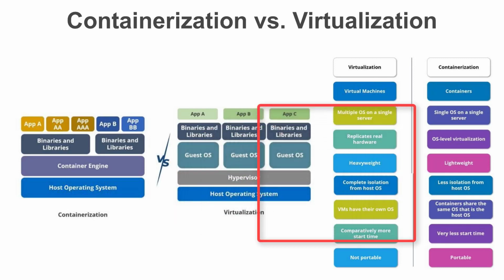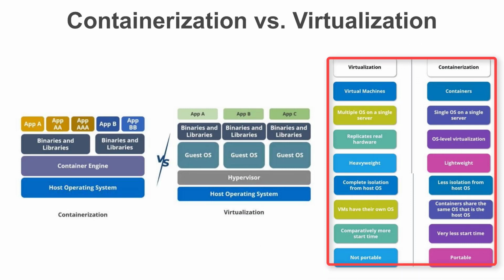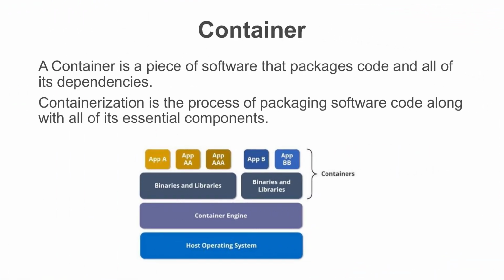Here are some differences between virtualization and containerization. VM has multiple OS whereas containerization has a single OS on a single server. VM replicates real hardware and containerization has OS-level virtualization. VM is heavyweight compared to containerization, and so on. A container is a piece of software that packages code and all of its dependencies. Containerization is the process of packaging software code along with all of its essential components.